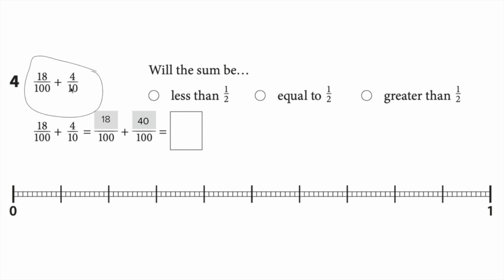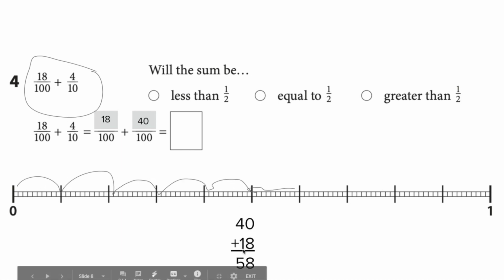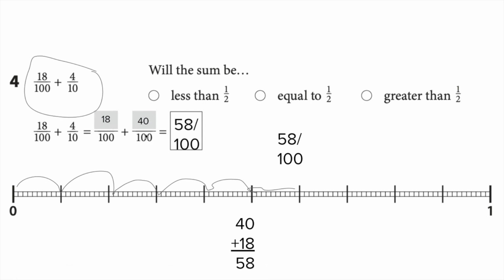Let's take a look at converting one of them. We're going to take 18 hundredths and keep it the same, but we're going to take 4 tenths and convert it to 40 hundredths. So these have common denominators now. We know that that's going to be greater than 1/2 right here because we add 1, 2, 3, 4 tenths or 40 hundredths and 18 more. That would put it 40 plus 18 is 58 hundredths here on the number line. 18 hundredths plus 40 hundredths is equal to 58 hundredths.